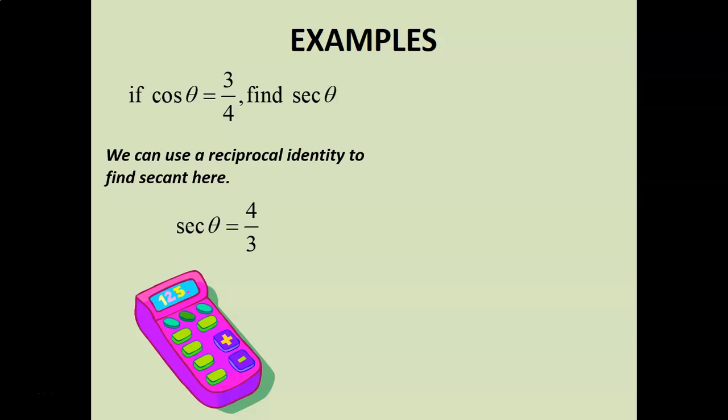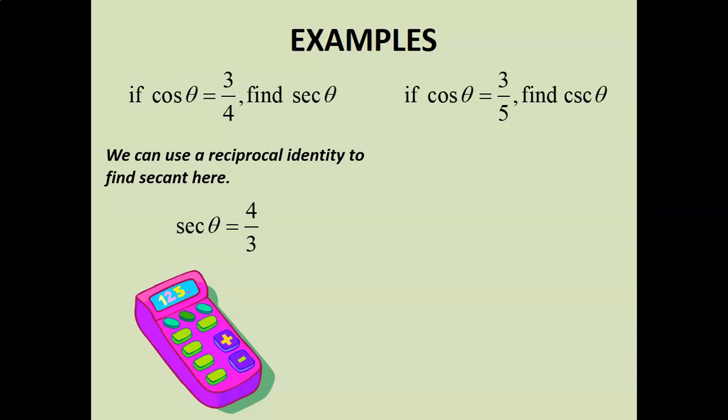What we'll do is just take that cosine and flip it over, or put 1 over 3/4, which would be 1 times 4 over 3, which would be 4/3. And we would learn that the secant of theta is 4/3.